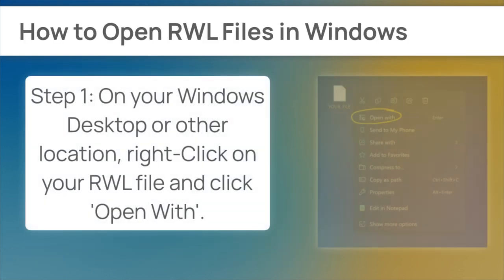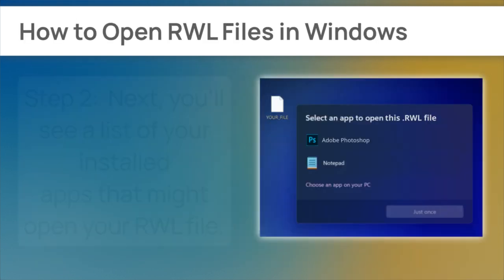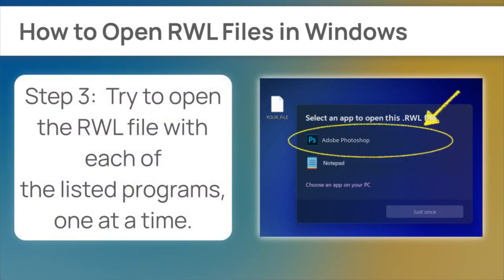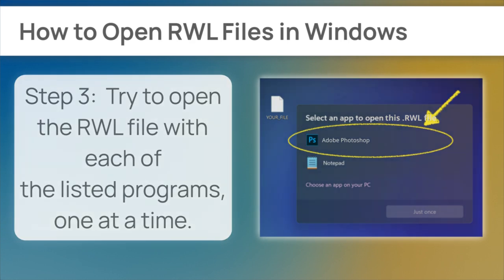Let's troubleshoot the file association error. Right-click your RWL file and select Open With. Test Adobe Photoshop if installed. If unavailable, choose a different app. That is often the key to unlocking the file.